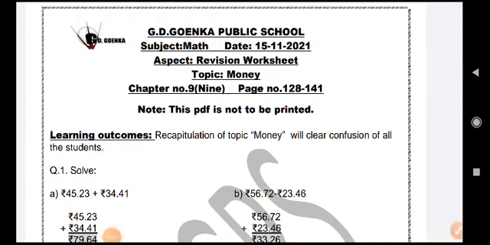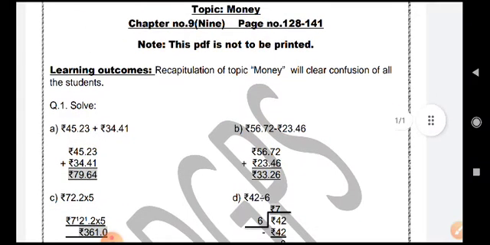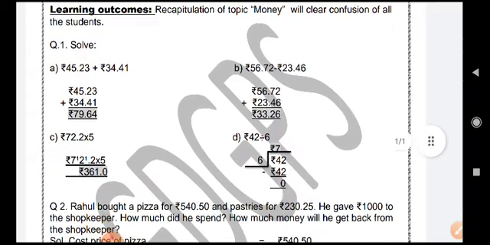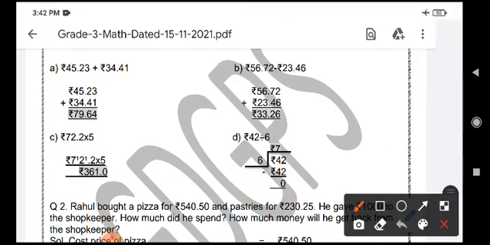From today, dear Goenkans, as we have completed the T2 syllabus, we are going to revise the first chapter of our term second, that is money, so that all your confusions will get cleared and we will have a recapitulation revision today. Our first question is to solve. In the money chapter, you were told to add, subtract, multiply and divide money. That is, you were told to implement the operations learned before on money as well.